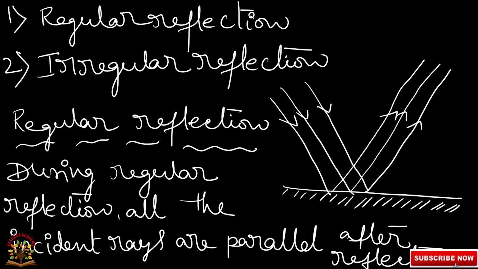Okay. What is regular reflection? During regular reflection, these are the incident rays. These are the reflected rays. They are bouncing back. So, incident rays are parallel after reflection. This is about the regular reflection. Regular reflection occurs on a plain smooth surface.